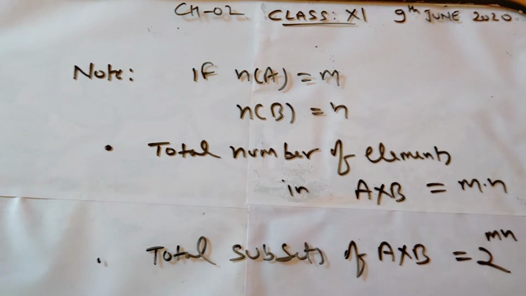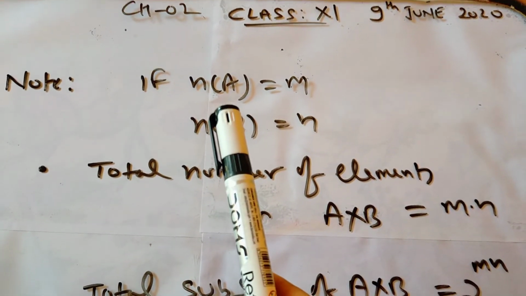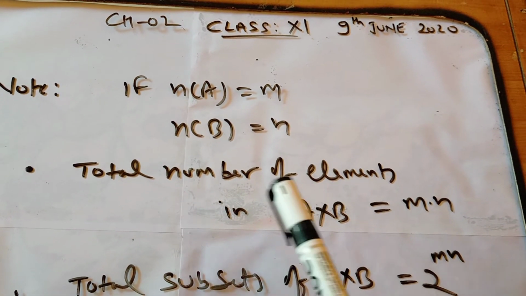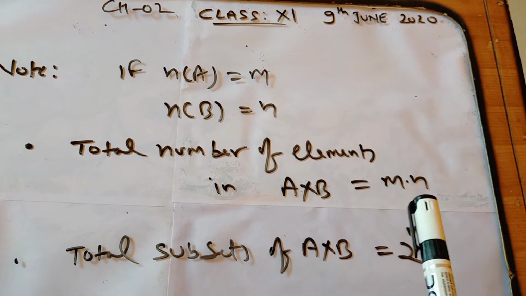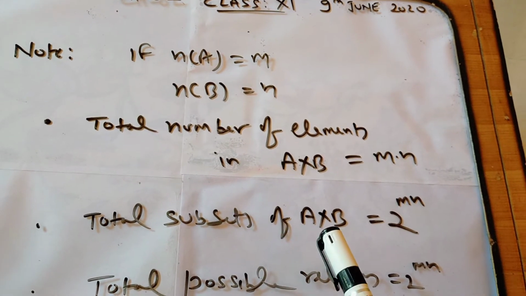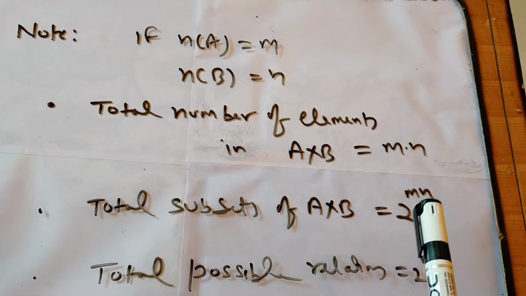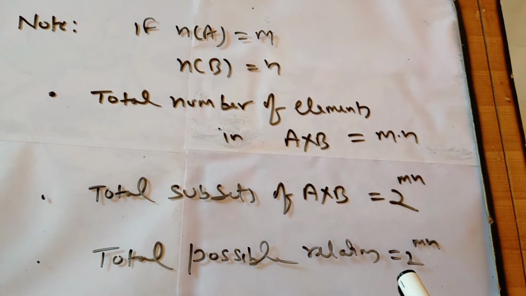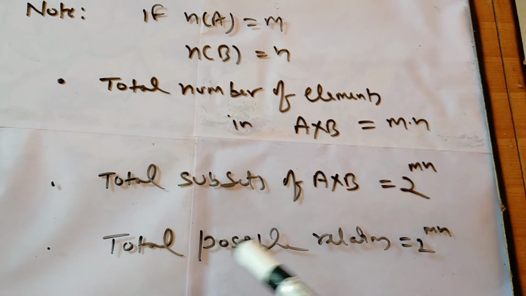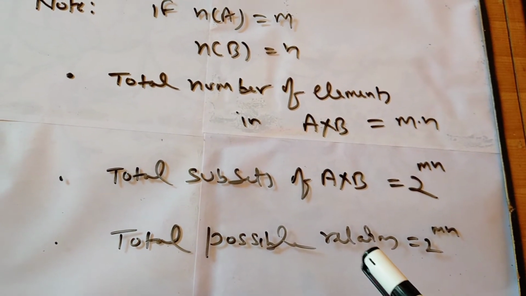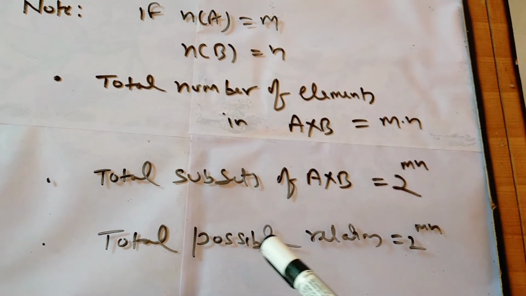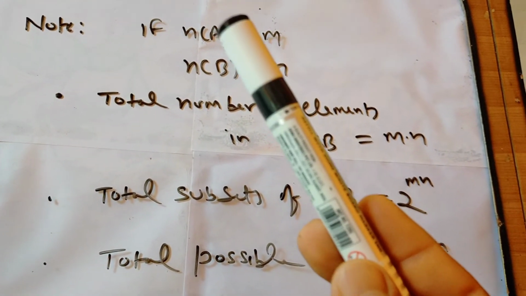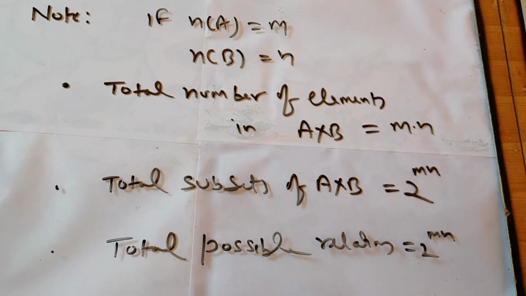Now students, see one important note. If the number of elements in set A is m and the number of elements in set B is n, then the total number of elements in A cross B is equal to m times n. The total number of subsets of A cross B is 2 raised to the power mn. Therefore, the possible number of relations is equal to 2 raised to the power mn. So if anywhere they ask about the possible number of relations, you can use this formula. Total possible relations is 2 raised to the power mn, where m is the number of elements in A and n is the number of elements in B.